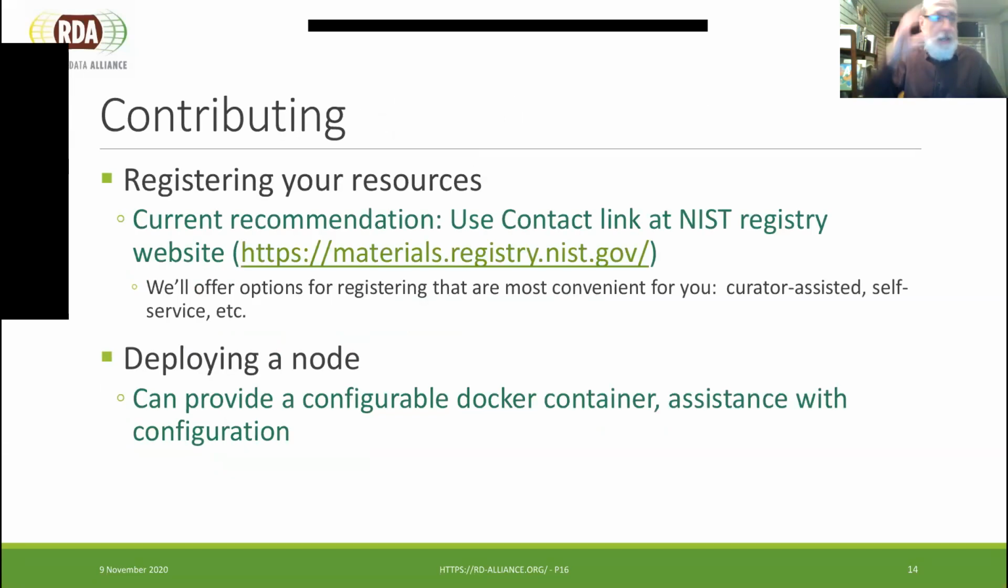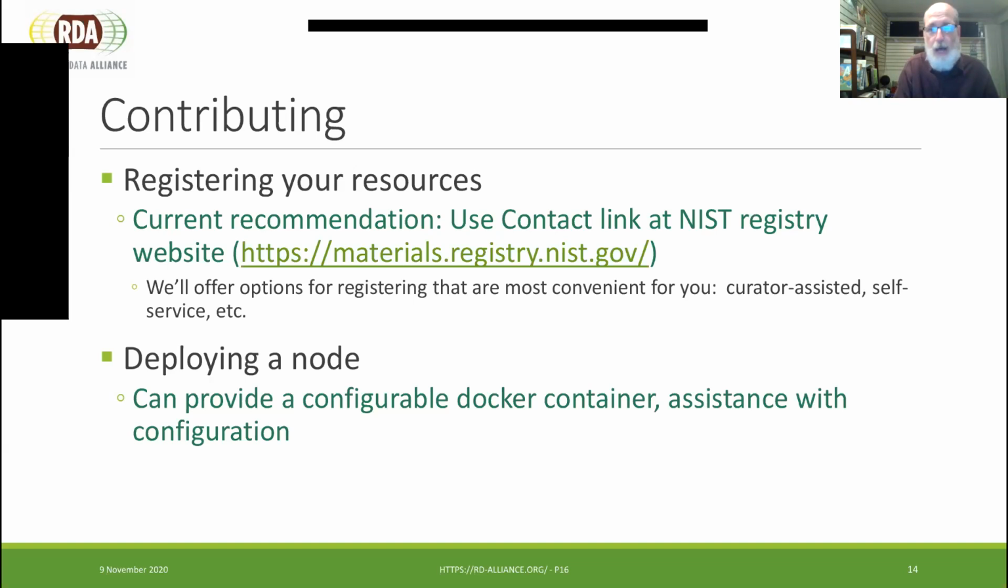So this is my last slide, and it answers how you can contribute to this ongoing effort. In particular, if you have resources that you would like to expose through the registry and make discoverable, there are a couple ways you can do this, but the way we're encouraging people at the moment is to use the contact link at the NIST registry, and just send us a note saying you have some resources and where you're from, and Chandler will get with you and work with you hand in hand to get you set up with the best mechanism for getting the records in.